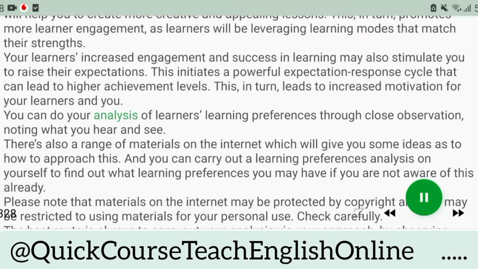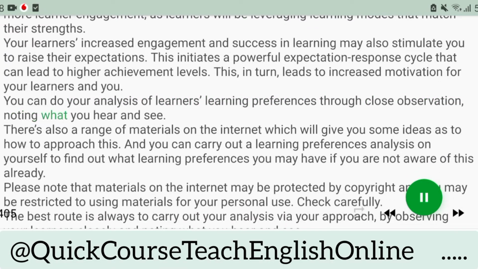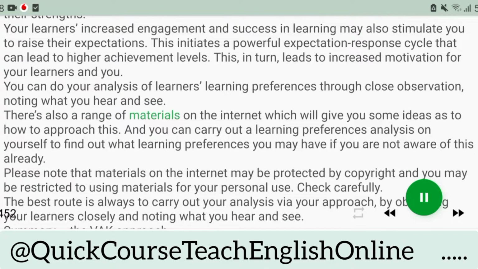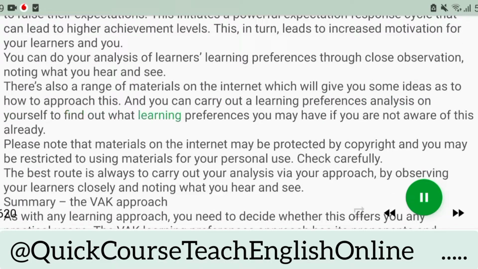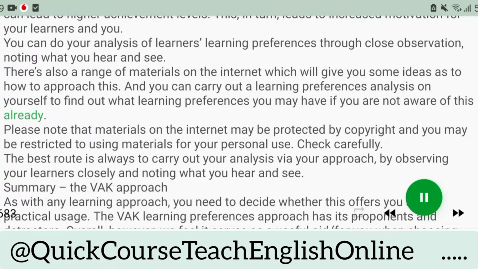You can do your analysis of learners' learning preferences through close observation, noting what you hear and see. There's also a range of materials on the internet which will give you some ideas as to how to approach this. And you can carry out a learning preferences analysis on yourself to find out what learning preferences you may have if you are not aware of this already.